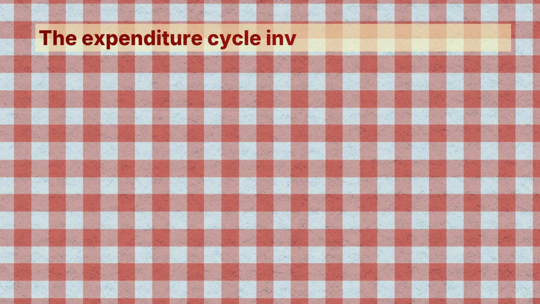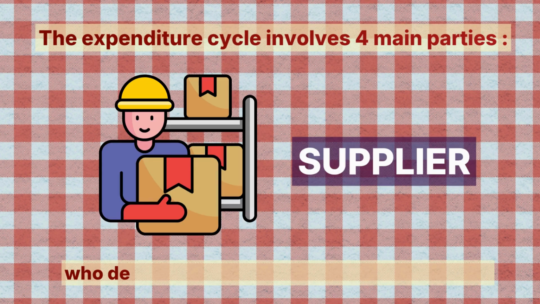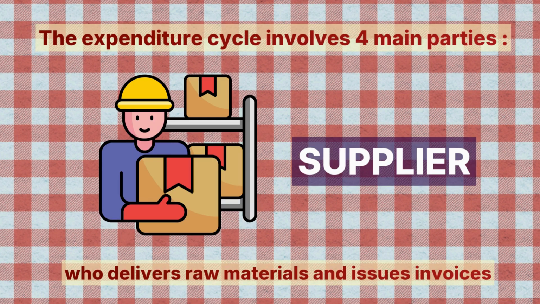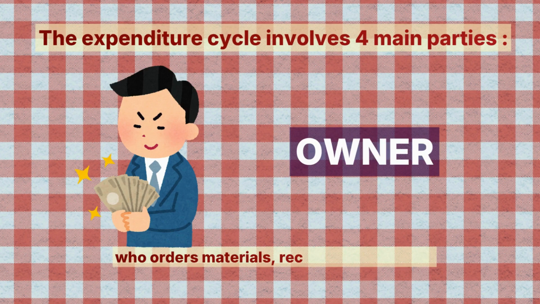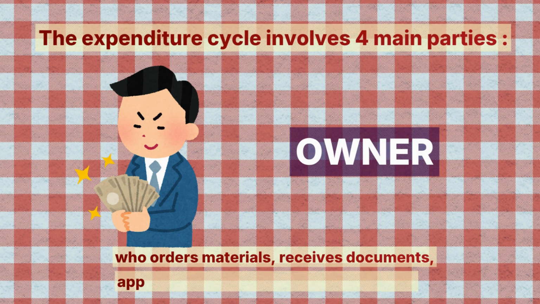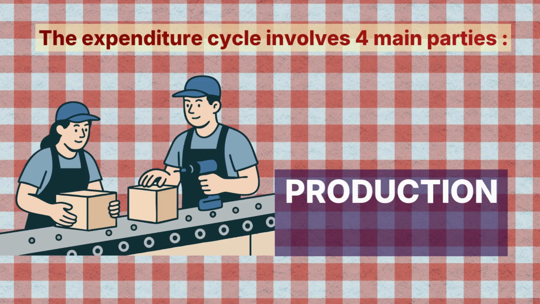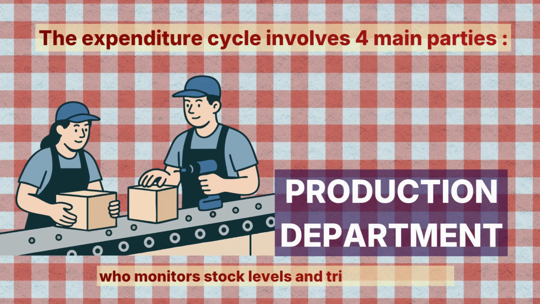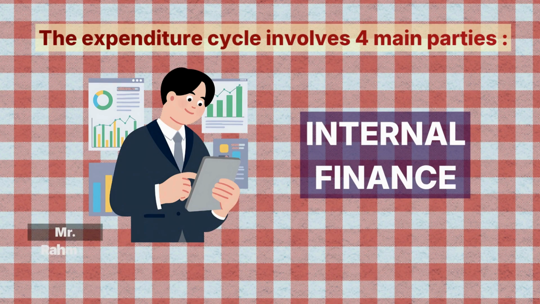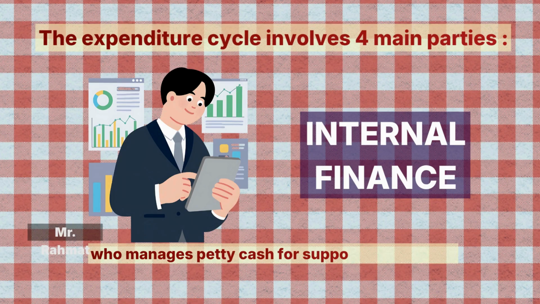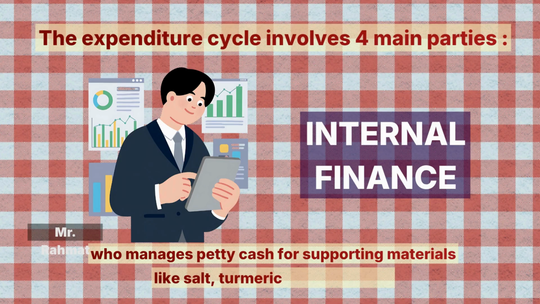The expenditure cycle involves four main parties: the supplier, who delivers raw materials and issues invoices; the business owner, who orders materials, receives documents, approves payments, and stores records; the production department, who monitors stock level and triggers reorders; and also the internal finance, Mr. Rahmat, who manages petty cash for supporting materials like salt, turmeric, and firewood.